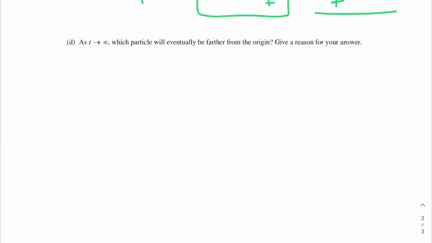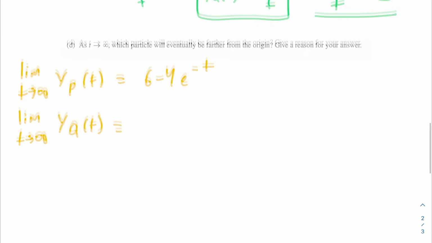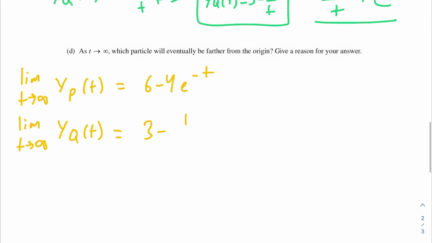Moving on to part D, we're saying, as t approaches infinity, which particle will eventually be farther from the origin? Give a reason for your answer. For this problem, we need to consider y of p of t and y of q of t as they approach infinity. So the limit as t approaches infinity of both of these. So remember that y of p of t is equal to 6 minus 4e to the minus t, and y of q of t, we solved for it in the last problem, is 3 minus 1 over t.